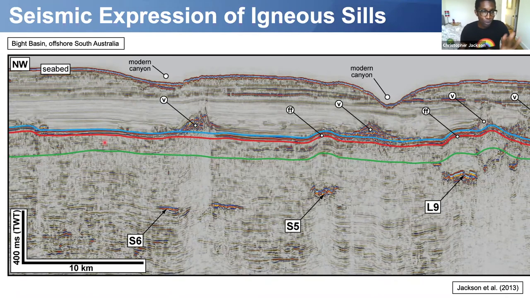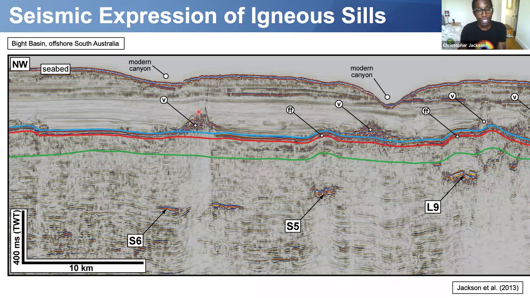Again, hopefully you know what these images look like now. This is the seawater offshore southern Australia. Scale on this line is huge. This is a 10 kilometer scale bar here. So I think the length of the line I'm going to show you here is about 70 or 80 kilometers. And the vertical axis here, just convert that to meters, it's about 400 meters. So we're looking through well over a kilometer of rock.